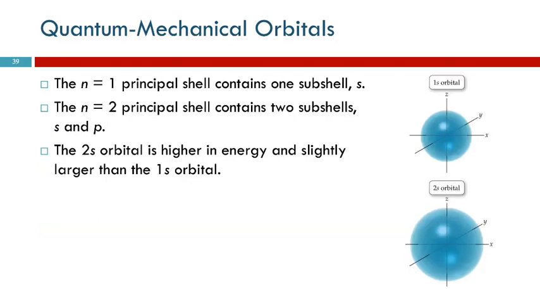So this is the 1s. The n equals 1 principal shell has one subshell, and it's the s. N equals 2, that second level higher in energy, has two subshells. It has an s orbital, and it also has a p subshell. So this orbital is higher in energy and slightly bigger than the 1s orbital. And so far, this is not looking that much different than the Bohr model, except this is three-dimensional, and the Bohr model looks two-dimensional.